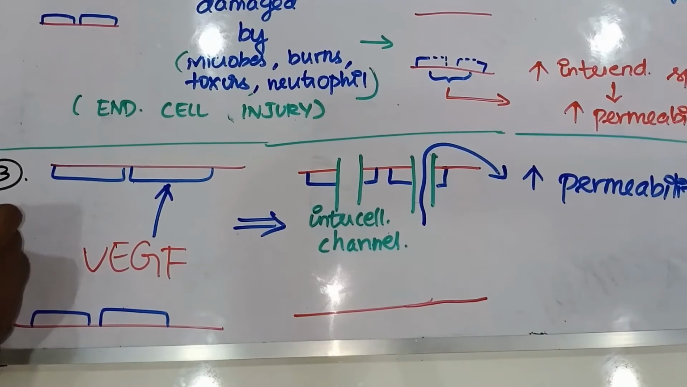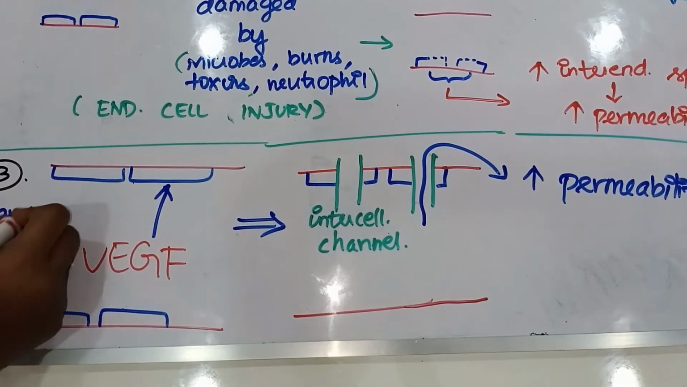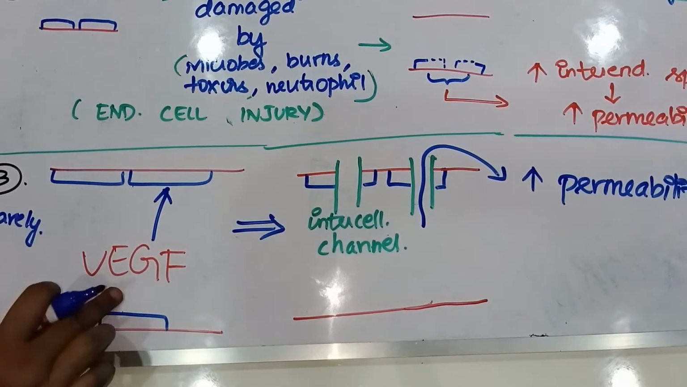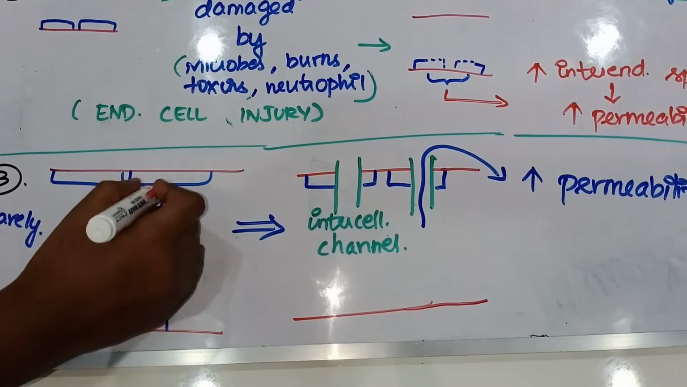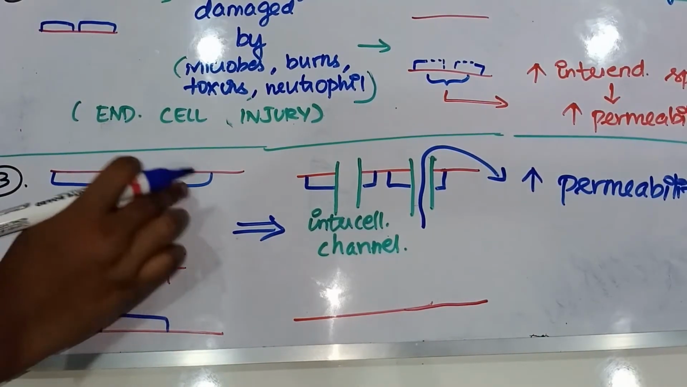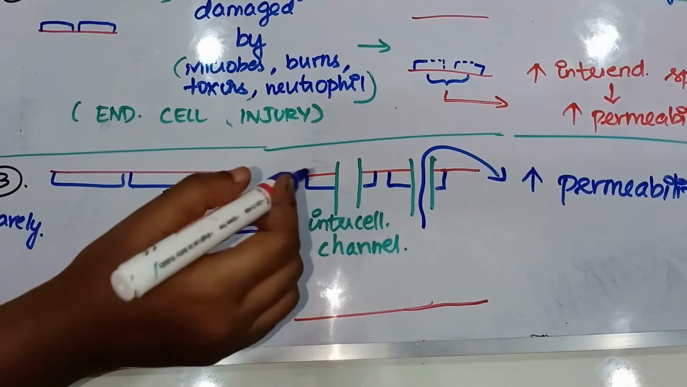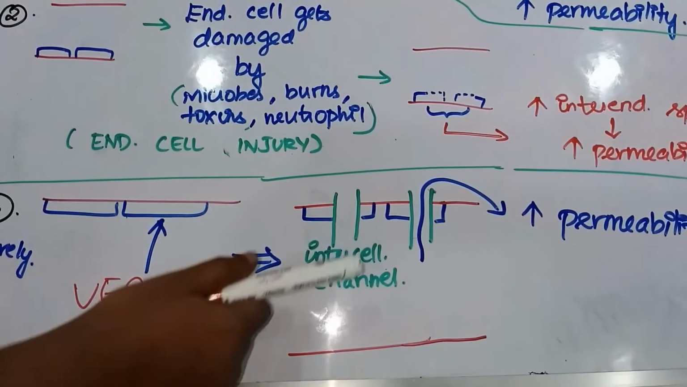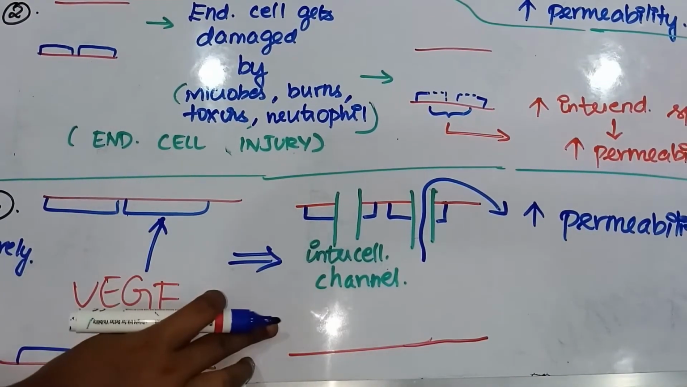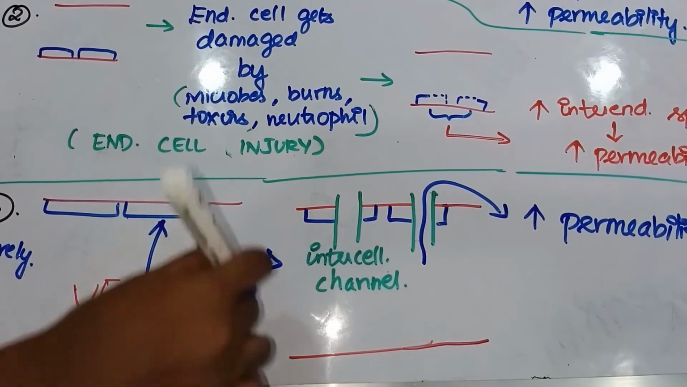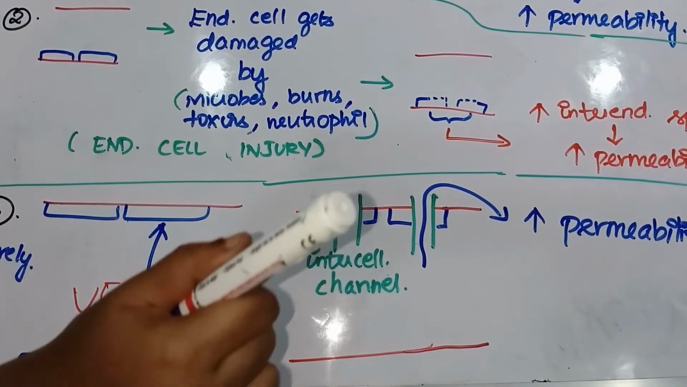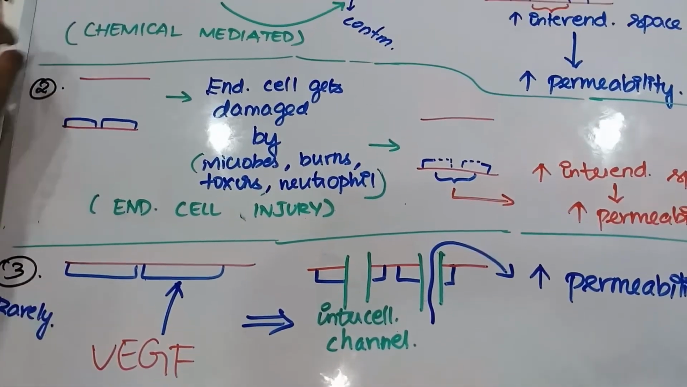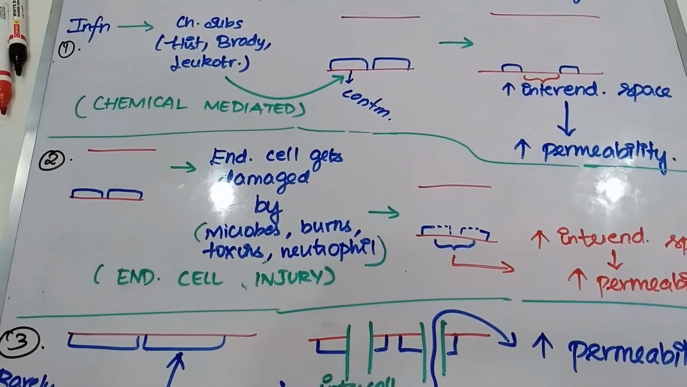Finally, it is a very rare case. Vascular endothelial growth factor is released. This vascular endothelial growth factor acts on the endothelial cell and induces intercellular channels on the endothelial cells. If intercellular channels are present, the vascular contents can leak outside the blood vessels. So it is the reason for the increased vascular leakage. But it's a very rare case. The most common one is the chemical mediated one.